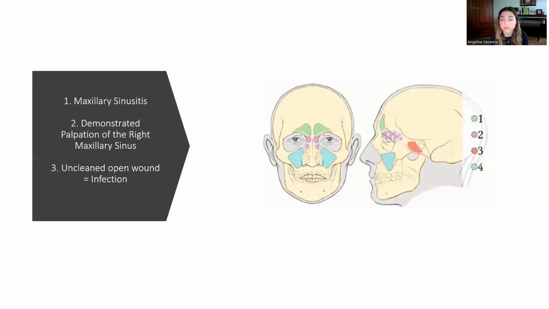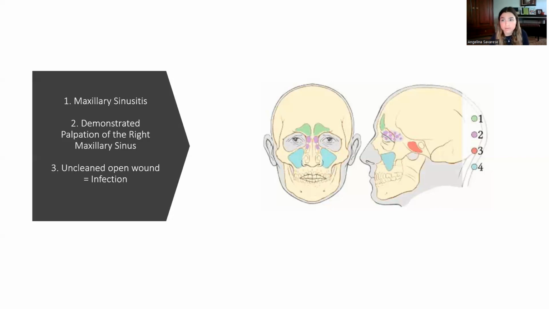So I believe that the probable cause of this pain and discomfort is that he has maxillary sinusitis, which is just the infection of the maxillary sinus. The maxillary sinus is labeled as number 4 in the image to the right. It is on either side laterally to the nasal cavity and is deep to the zygomatic and inferior to the orbits.